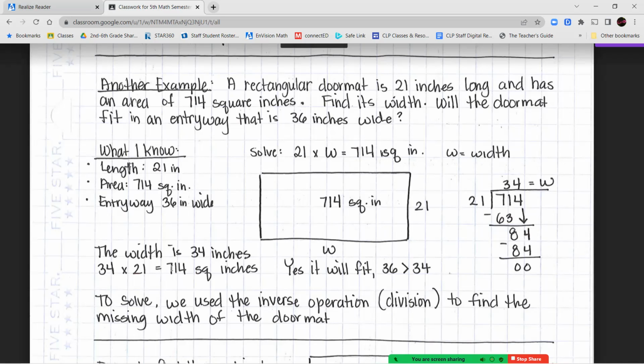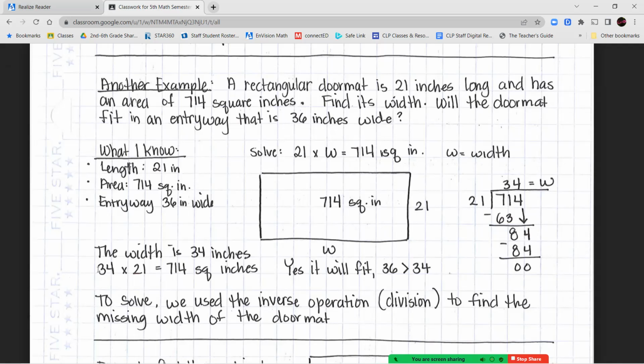Now, if the width is 34 inches, I can do 34 times 21 to check my math. 34 times 21 did equal 714. So since the 36-inch entryway is larger than the 34 inches of the width of the doormat, it will fit.